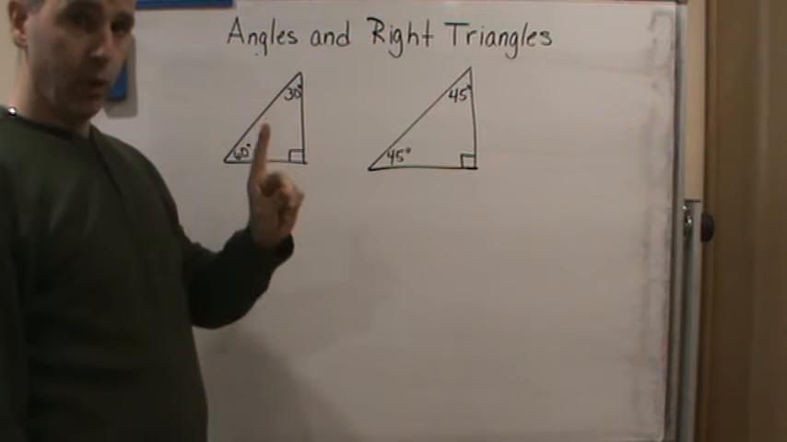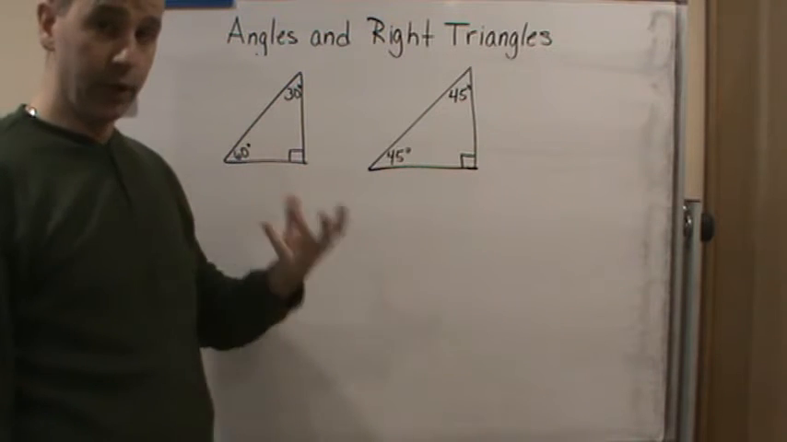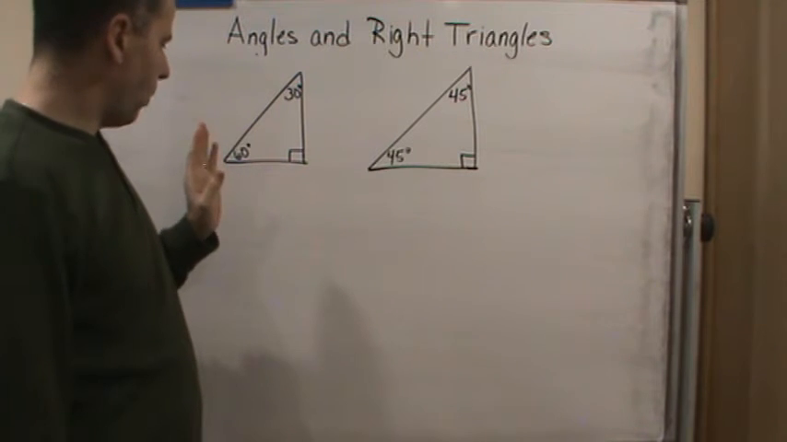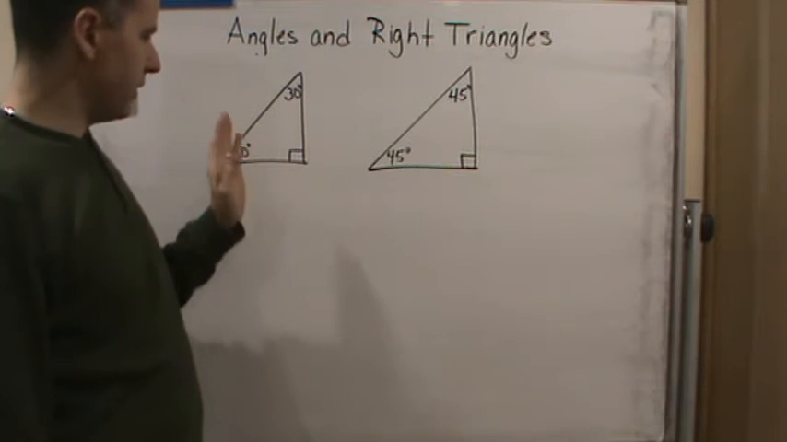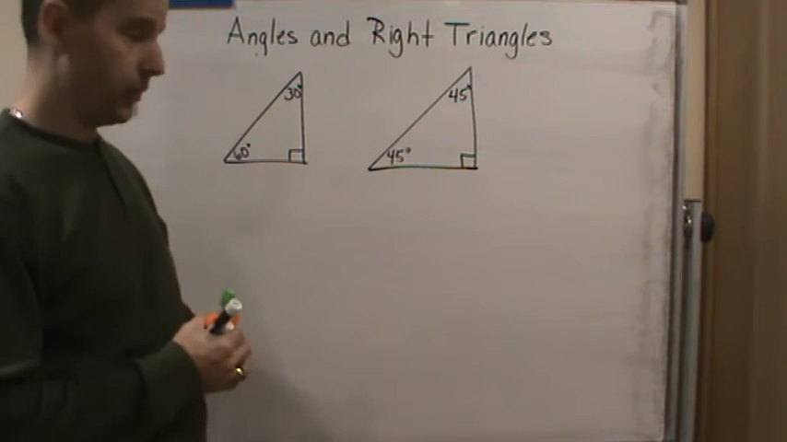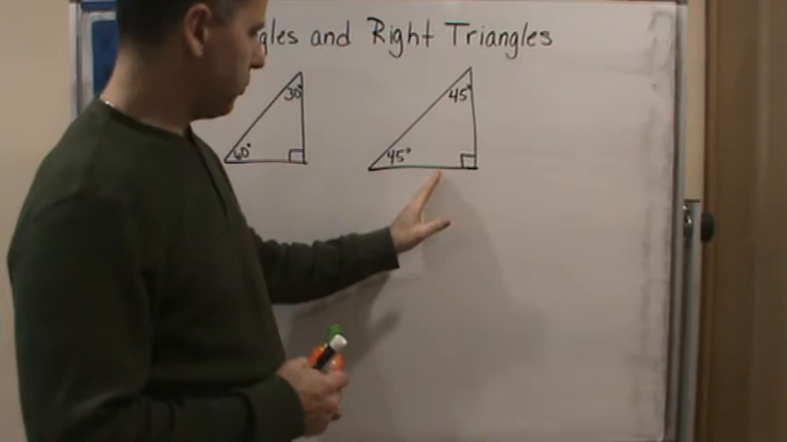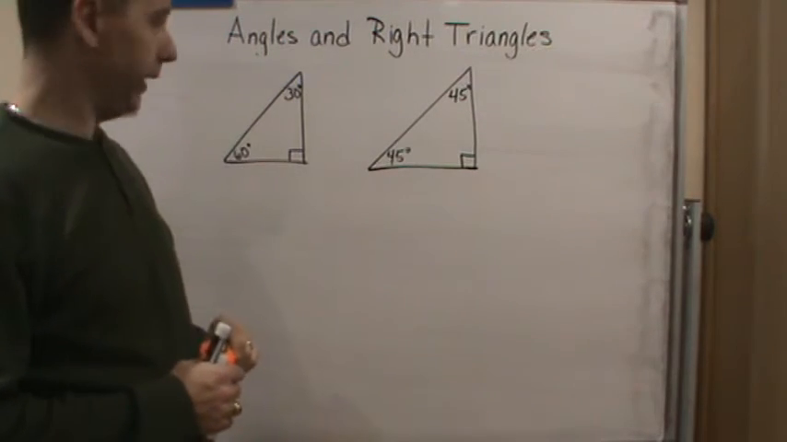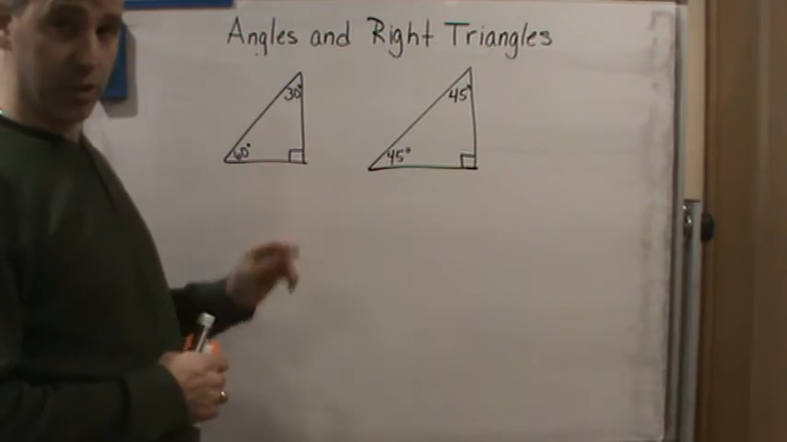This is based on what we call a unit circle, but that's beyond the scope of this class. But what we're going to do is assume that the smallest side is 1 when we develop these. Same thing with this one here. So this is a 45, 45, 90 triangle. This is what we call the 30, 60, 90 triangle.